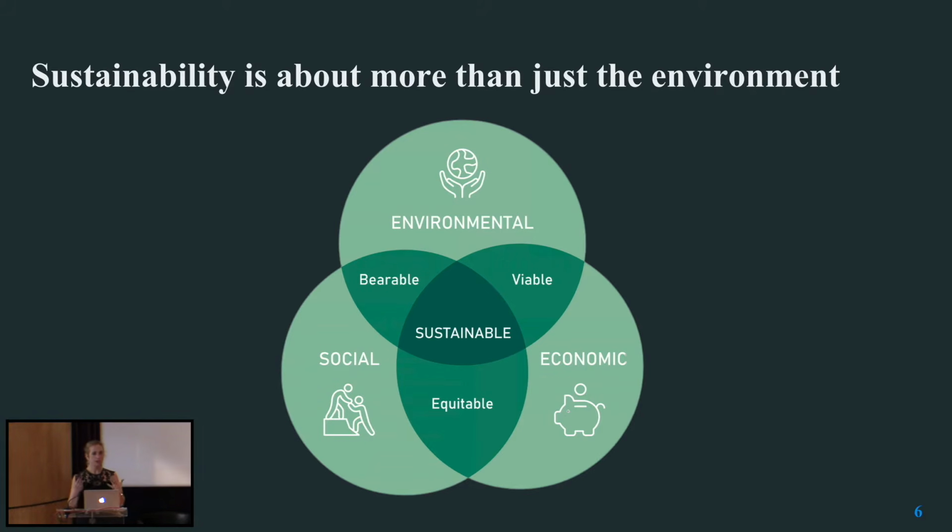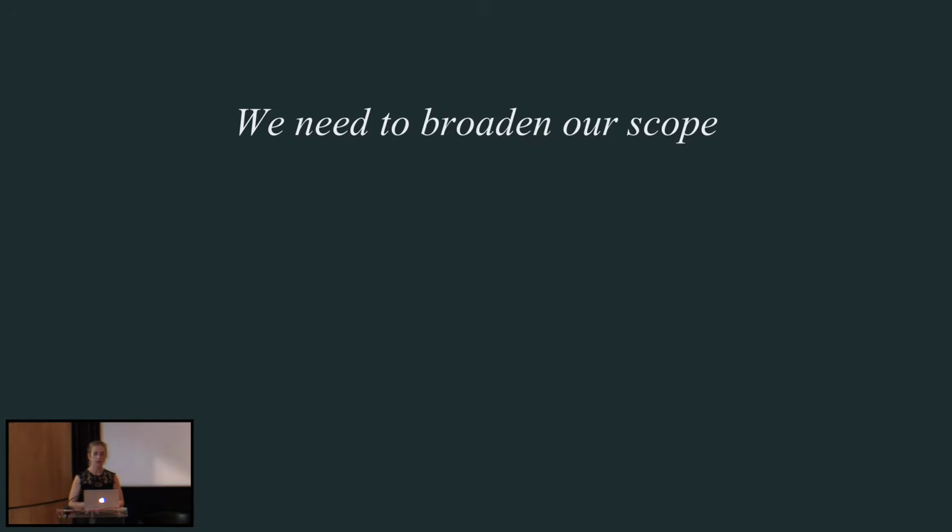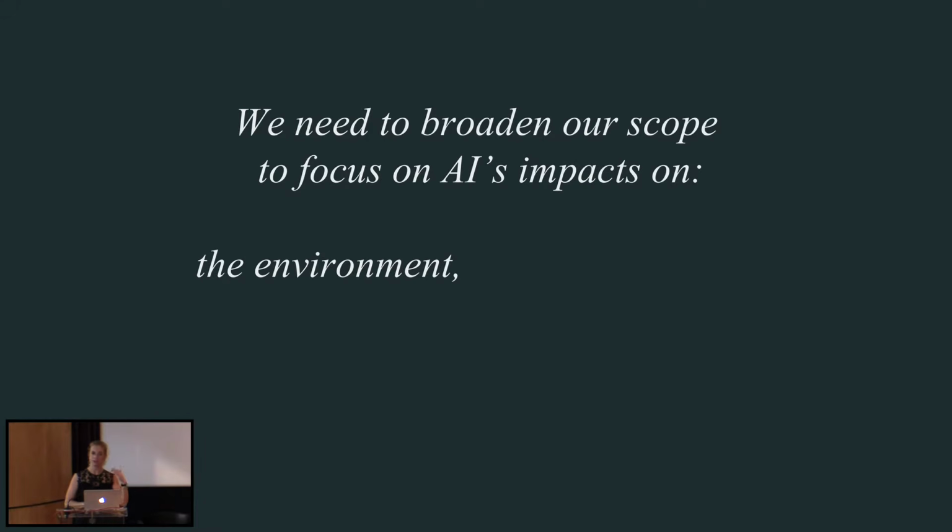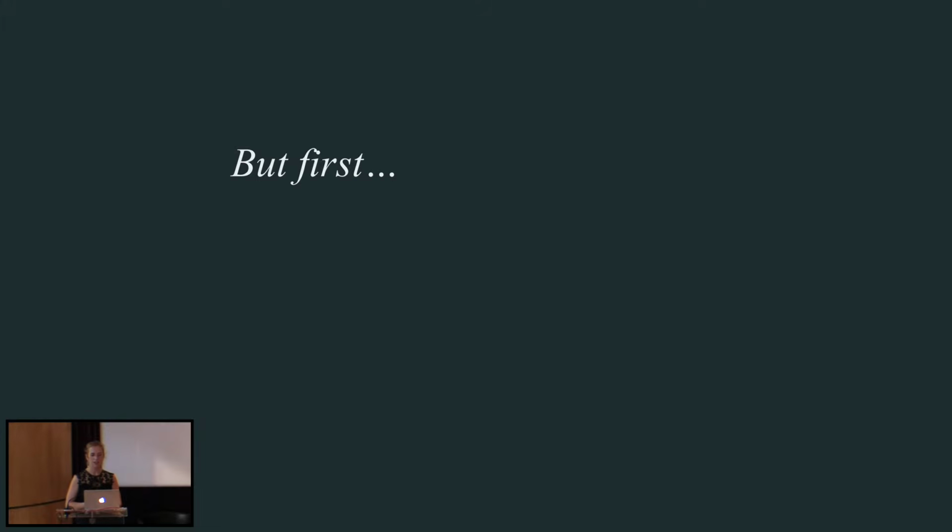I was thinking about this and realized that for these last years, I've been only looking at a piece of the puzzle. So I think we need to broaden our scope, as researchers and as members of the public, to focus on AI's impacts on, sure, the environment, but also society and the economy. This is going to be the core of my talk today.